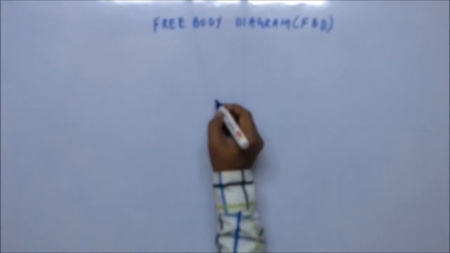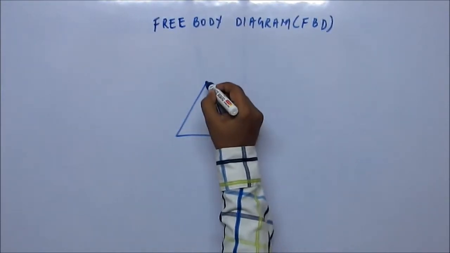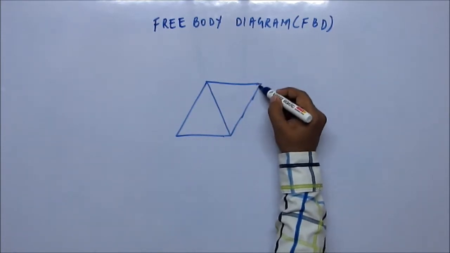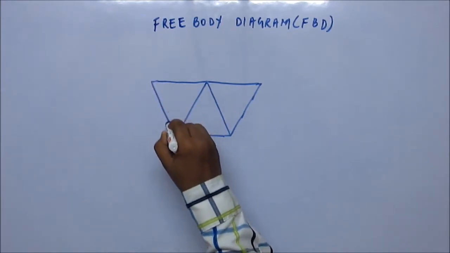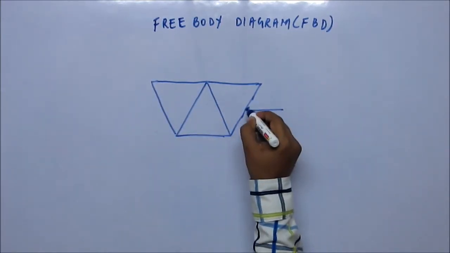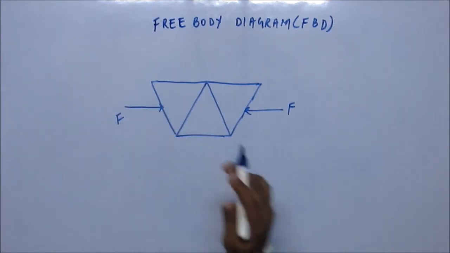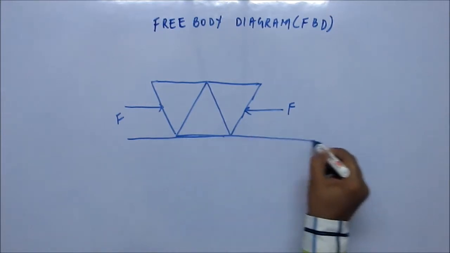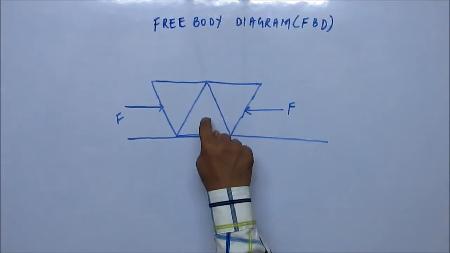So, let's draw a few more. This is a triangular wedge. Another triangular wedge is kept like this, and a third triangular wedge is also kept symmetrically. There's a force F. Symmetrically, there's another force F on the other side, and the whole system is kept stationary like this on a surface. Now draw the FBD for the wedge at the center.